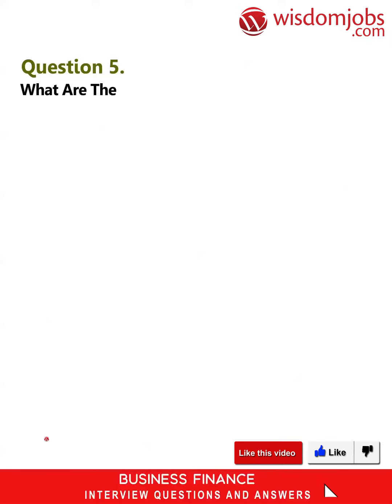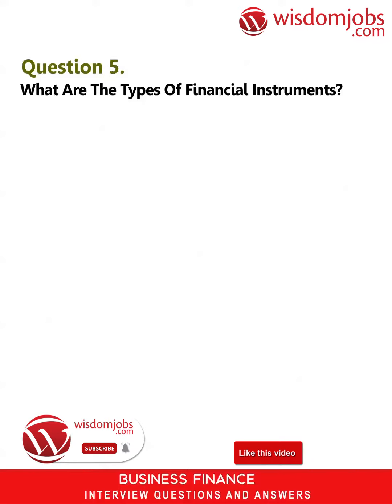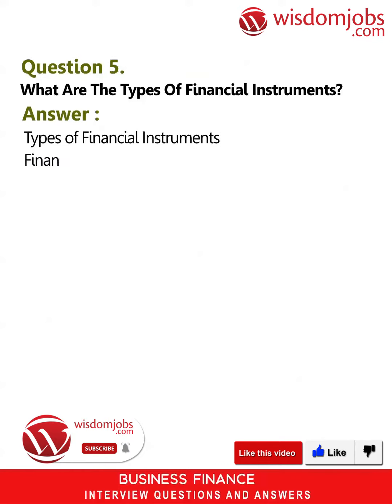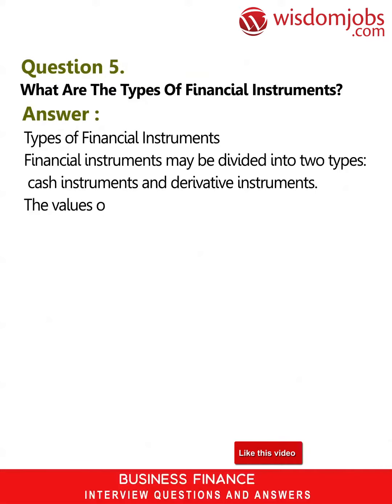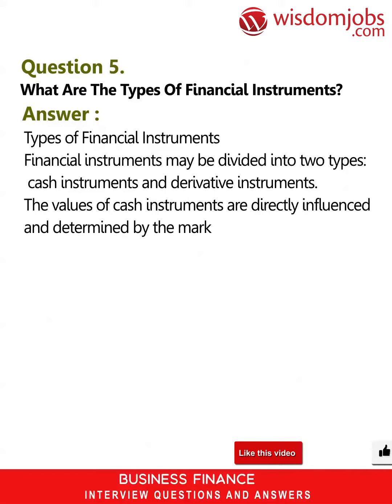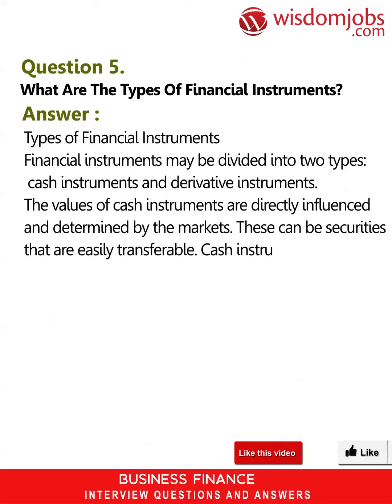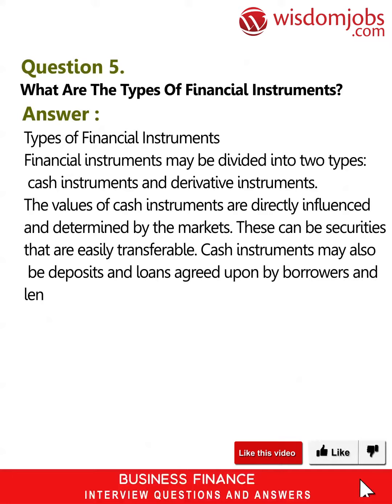Question 5. What are the types of financial instruments? Answer. Types of financial instruments. Financial instruments may be divided into two types: cash instruments and derivative instruments. The values of cash instruments are directly influenced and determined by the markets. These can be securities that are easily transferable. Cash instruments may also be deposits and loans agreed upon by borrowers and lenders.